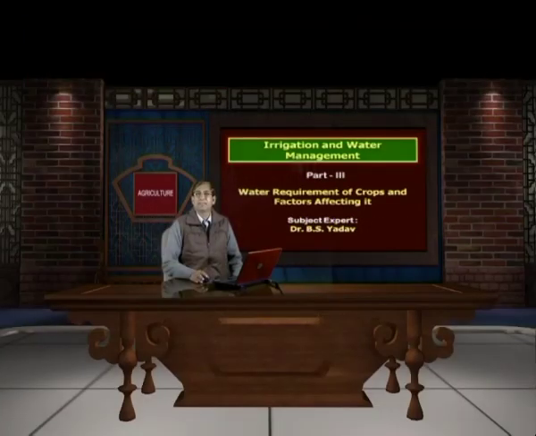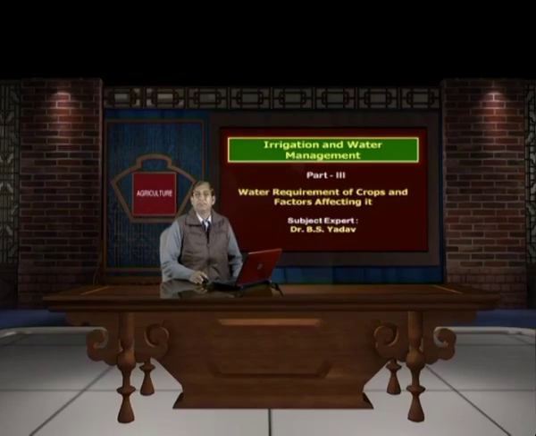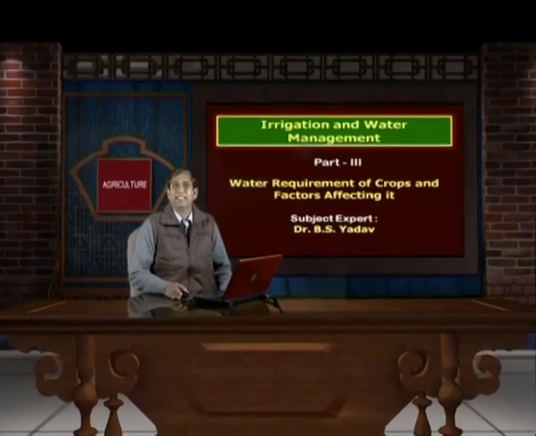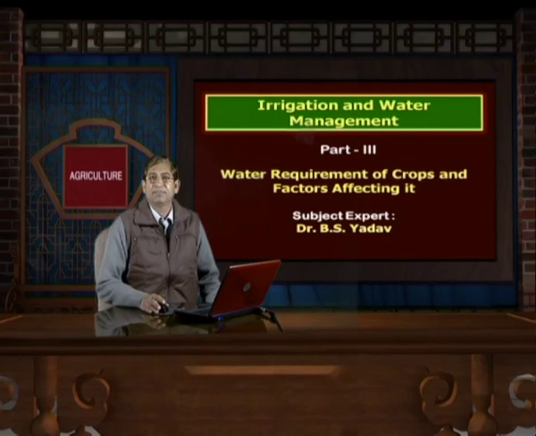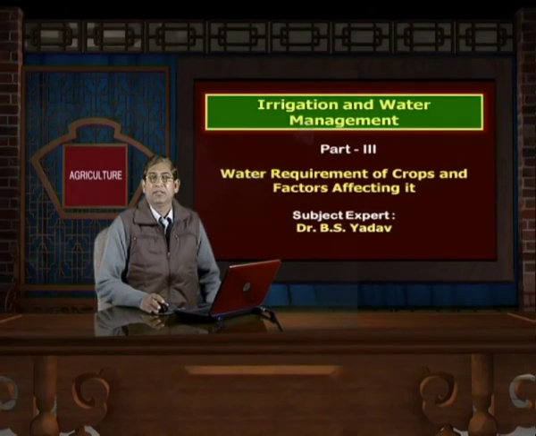Hello viewers, today I am going to discuss the water requirement of crops and factors affecting it. Water is required by the crop to meet its evapotranspiration demand as well as for metabolic activities of the plant. The determination of water for the plants is necessary for judicious use of limited water available. Therefore, water requirement is needed.